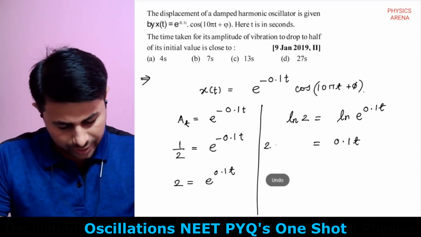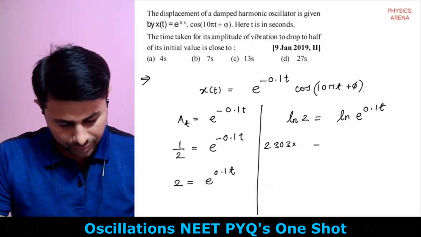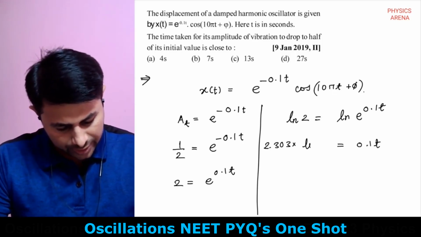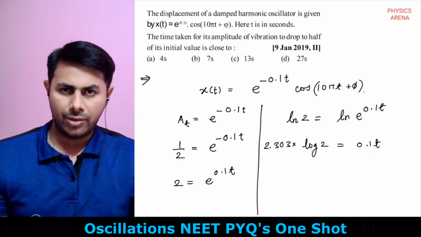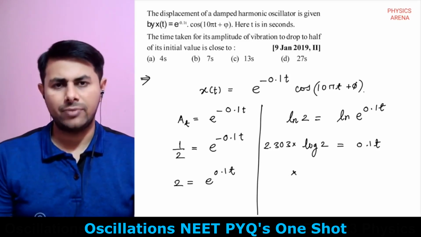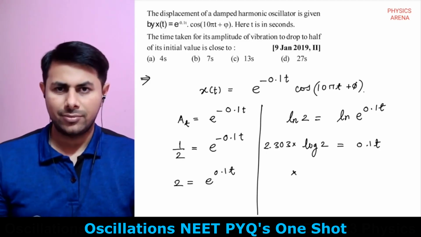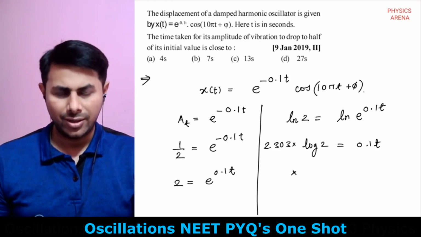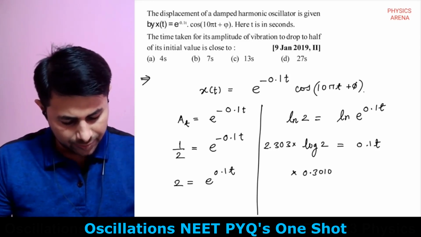So it is 2.303 multiplied by log to the base 10 of 2. We'll just write it as log of 2. So 0.1 t, this thing multiplied by log of 2. And we have to remember log of 2, because it will come in radioactivity also. So log of 2, we should remember, it will be handy. So log of 2 is 0.3010.